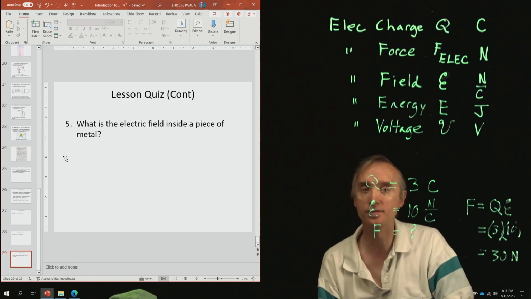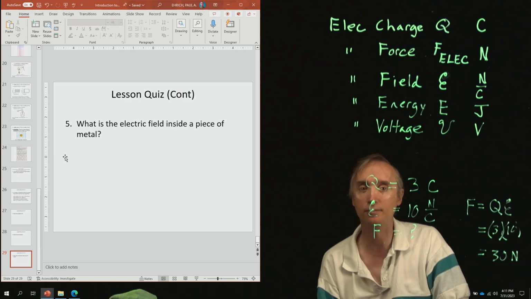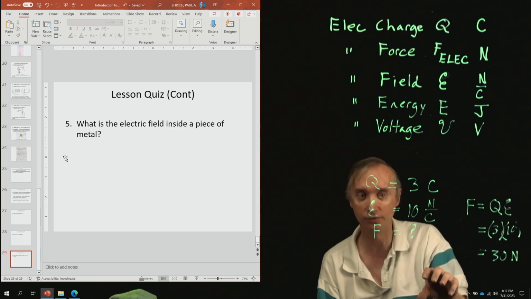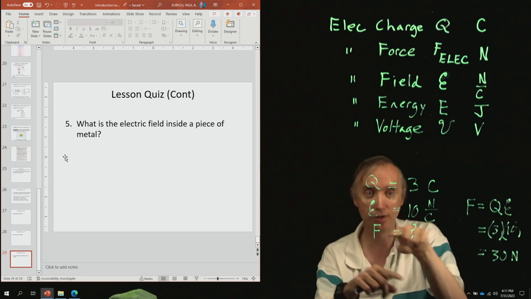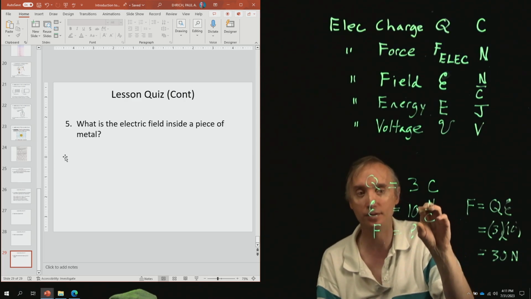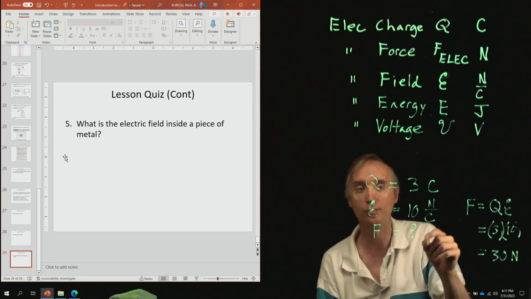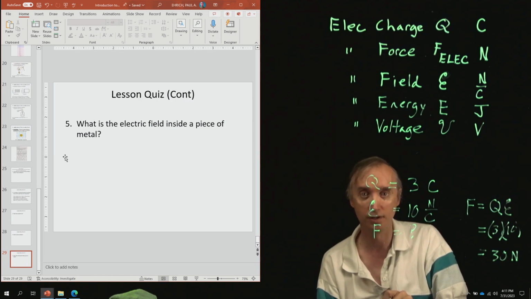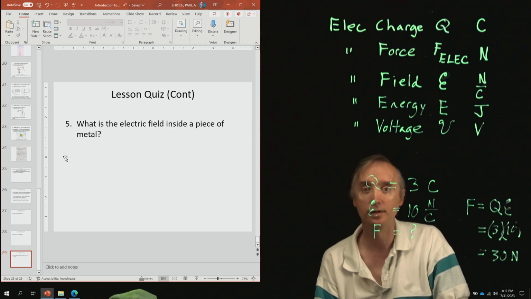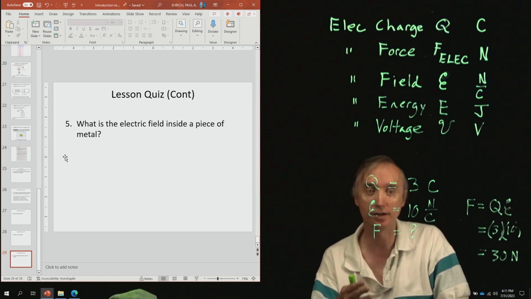All right, what is the electrical field inside a piece of metal? It's going to be 0. Because if you put it into an electrical field, the electrons will rearrange themselves so that it makes another electrical field inside the piece of metal opposite to what caused it in the first place, and then when you add the two together, you get 0. So there is zero net electrical field inside of a piece of metal.